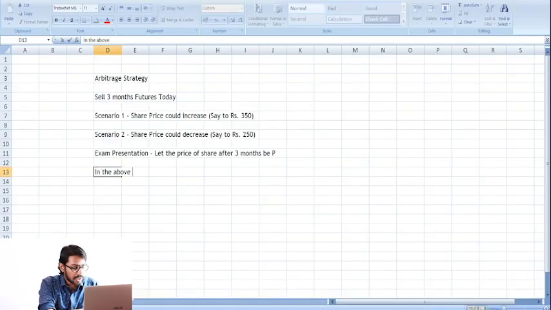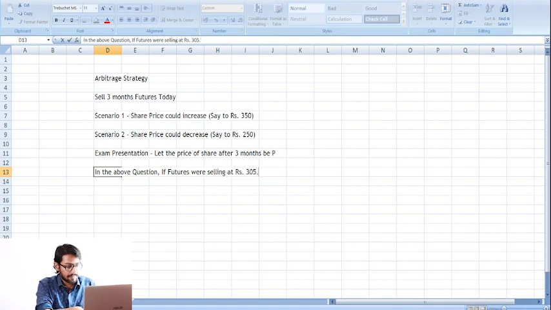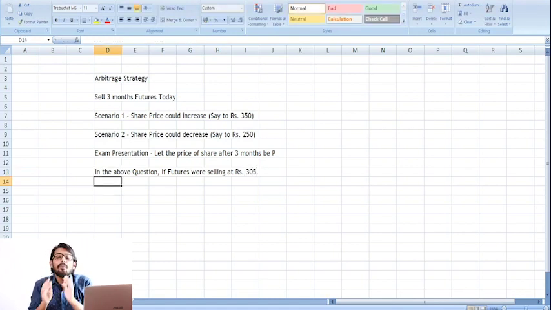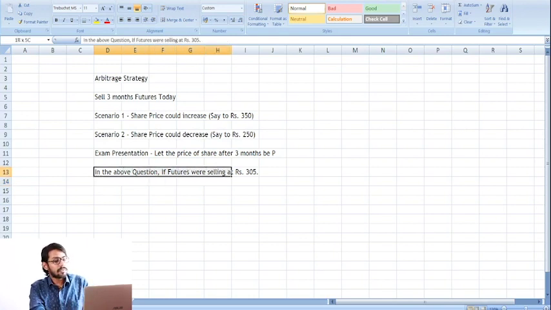In the above question, if futures were selling at rupees 305 instead of 312, what if futures are selling at 305? What would be your arbitrage strategy? I don't think it should take more than 5 minutes. Take 5 minutes, pause, and you're back.